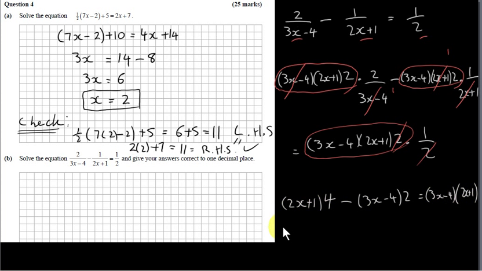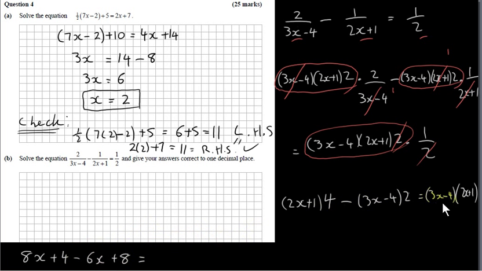Okay, multiplying this out, we get, I'll write it over here, 4 times 2x is 8x, 4 times 1 is 4. We have minus 2 into this, minus 2 by plus 3x is minus 6x. We have the minus 2 by minus 4 is plus 8.